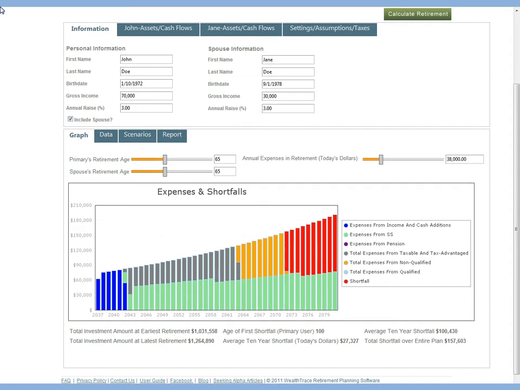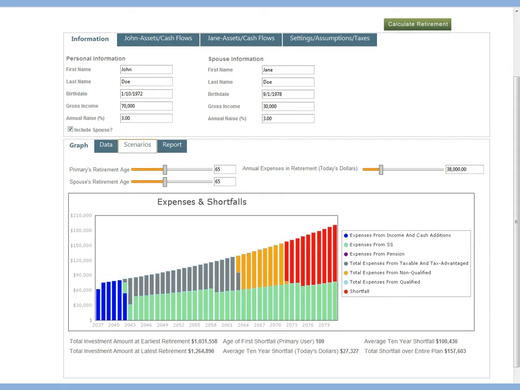I've created a plan for John and Jane Doe. After entering all of their investment information, we see that they will not run out of money in retirement until John is 100 years old. However, both John and Jane are concerned that their Social Security payments will be cut in the future. They are not even 40 years old yet, so they fear that Social Security will be reduced by at least 20% and possibly 30% by the time they retire. They want to know how this will impact their retirement situation.